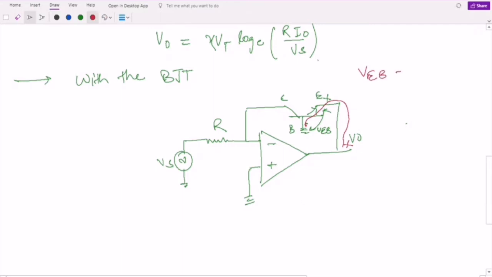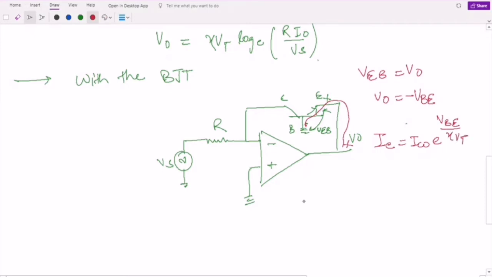VEB is equal to V0, or in the other case, you can write V0 is equal to minus of VBE. So if you are taking it from base to emitter, it is negative, but if the voltage is taken from emitter to base, it is equal to V0. Now the formula for the transistor is the emitter current IE is equal to ICO, that is the collector to base open circuit leakage current, or simply ICO, into e to the power of VBE upon eta Vt.